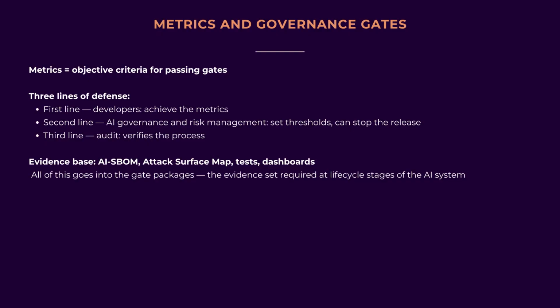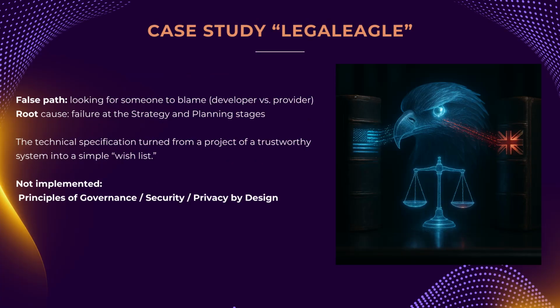All these pieces of evidence, our attack surface map, AI-SBOM, test results, and metric dashboards, are the central part of the gate package that the team provides for decisions on transitions between lifecycle stages of our AI product. We covered this in detail in the lessons on the AI system lifecycle. Now let's return to our case and imagine ourselves as experts preparing a report for the law firm's leadership.